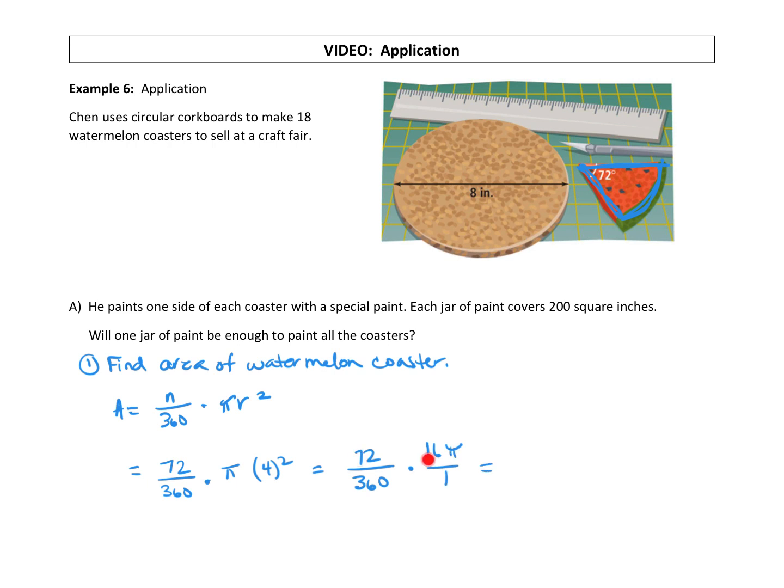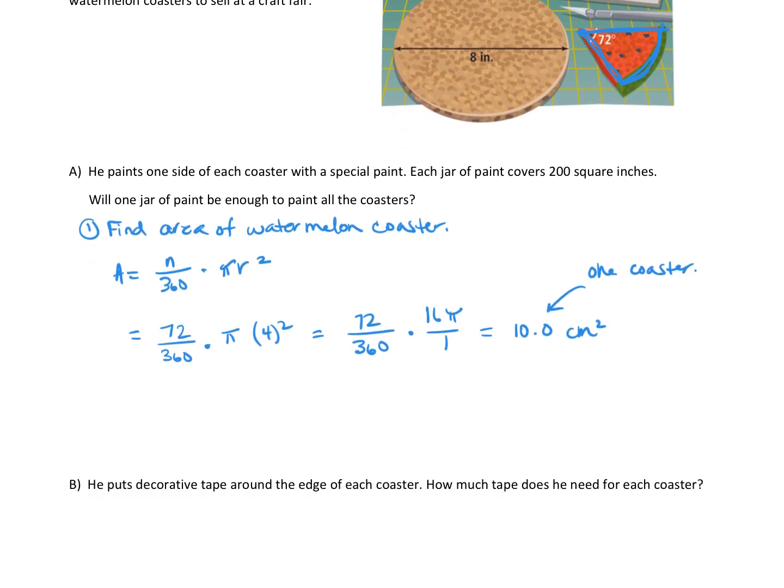When we multiply 72 times 16, and then 360 times 1, divide that out. Because this is a word problem, we can go ahead and multiply that out with pi. We do get about 10.0, in inches squared. So what we just found out was the area for one of the coasters. It takes about 10 square inches, that's the area.